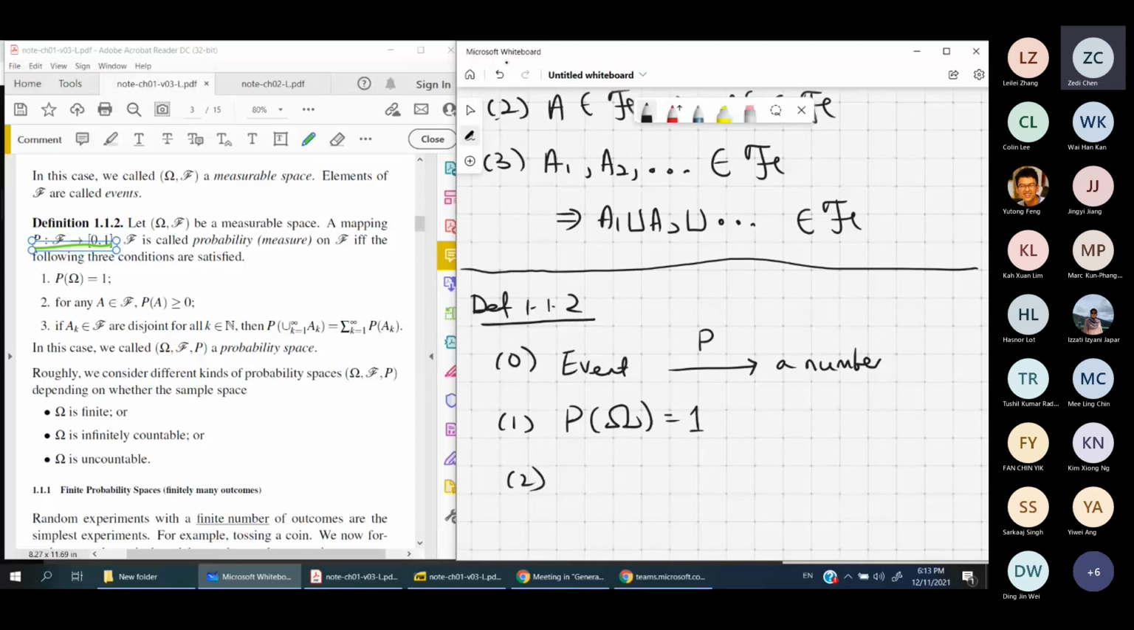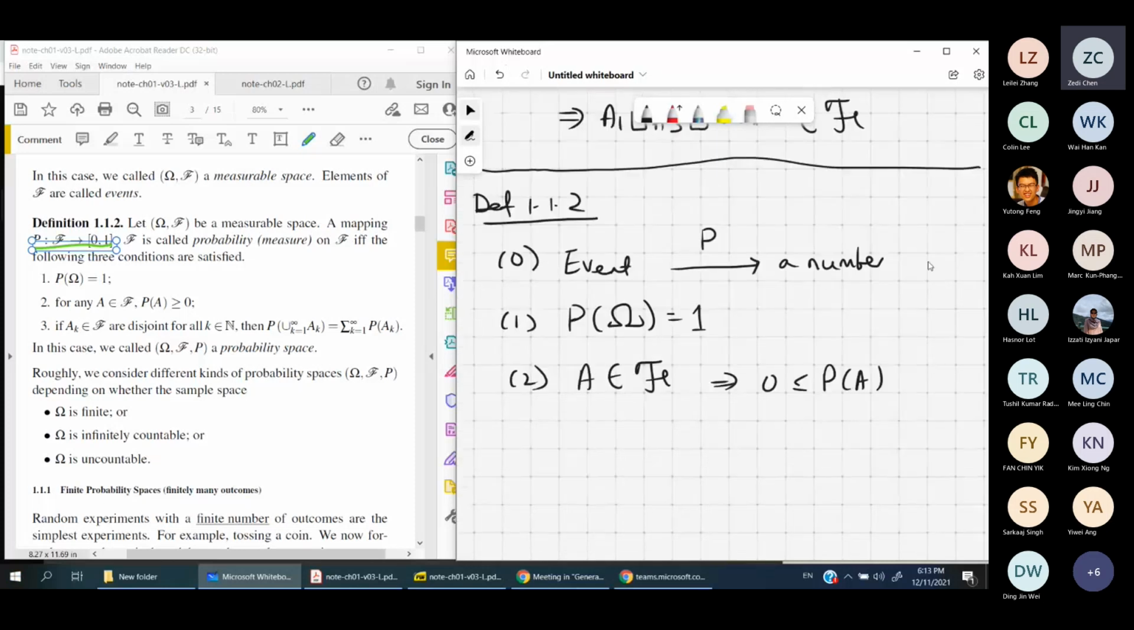And number 2, secondly, for any event A, the probability must always be greater than or equal to 0. So I prefer putting it this way. That means the probability cannot be a negative number.